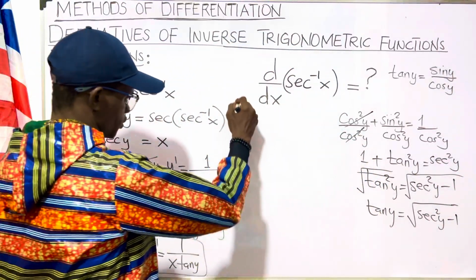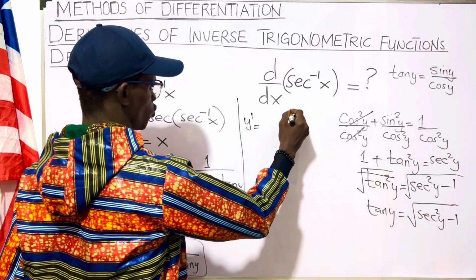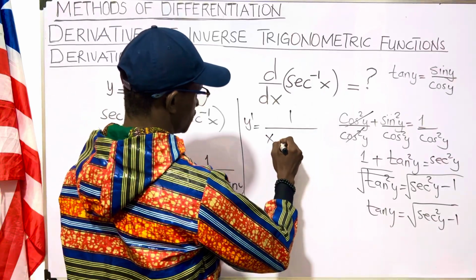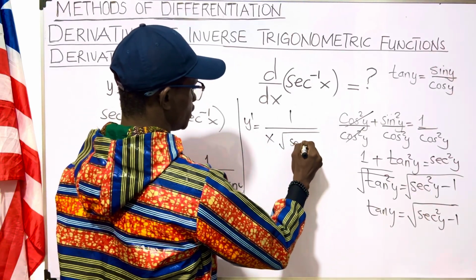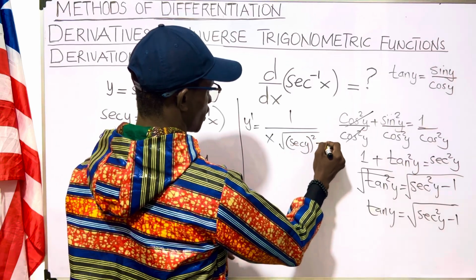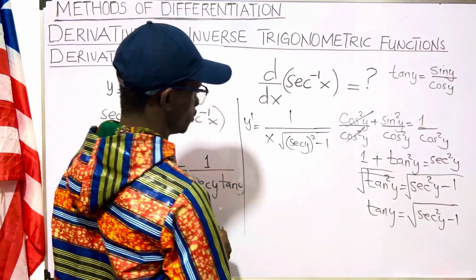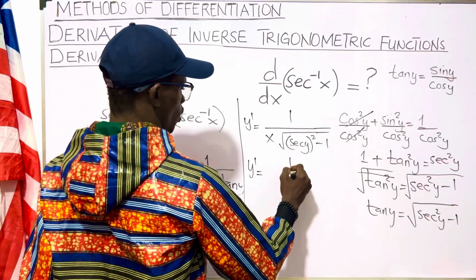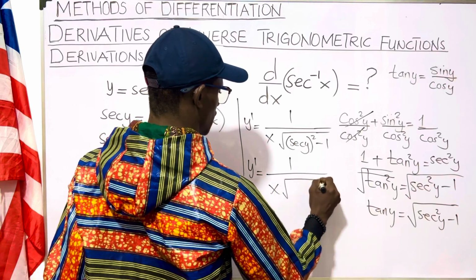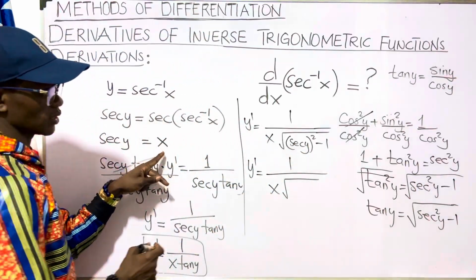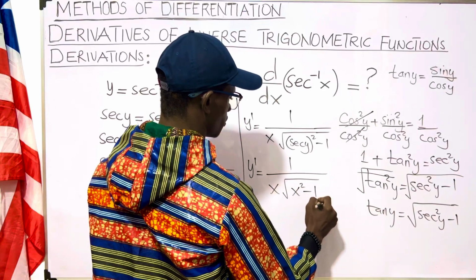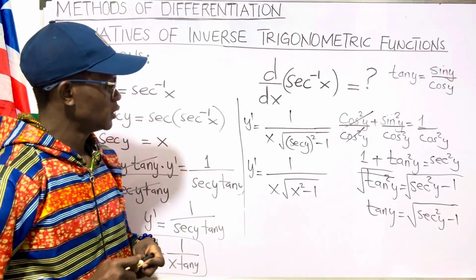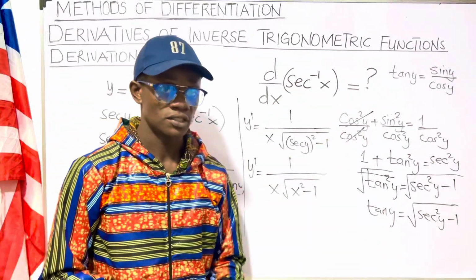So we come back to the problem. We have y prime equals 1 over x times tangent of y, which is now the square root of secant of y all squared minus 1. So we have y prime to be 1 over x times the square root of secant squared y minus 1. Now what is secant of y? Secant of y is just equal to x. So this is the square root of x squared minus 1. So this is how we find the derivative of the inverse function for secant of x.